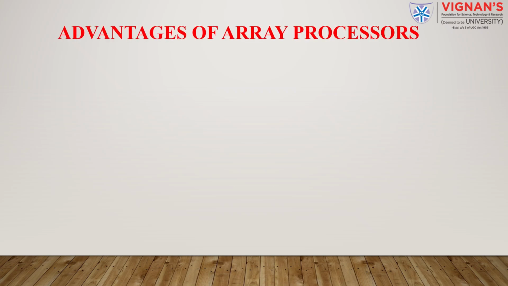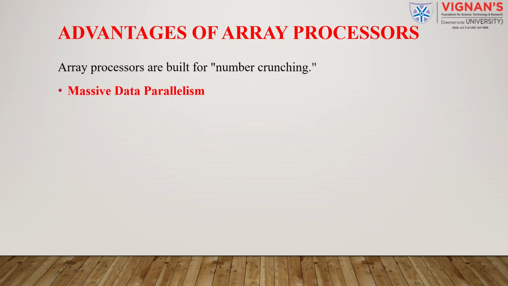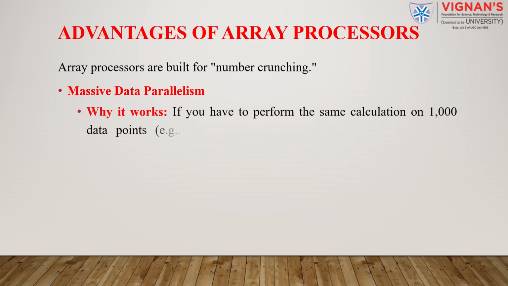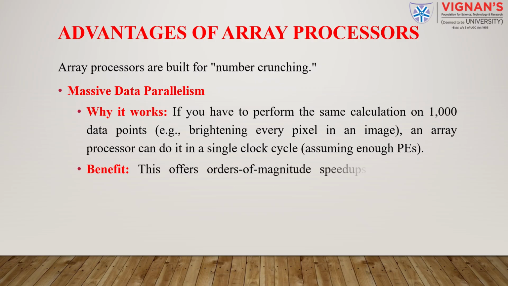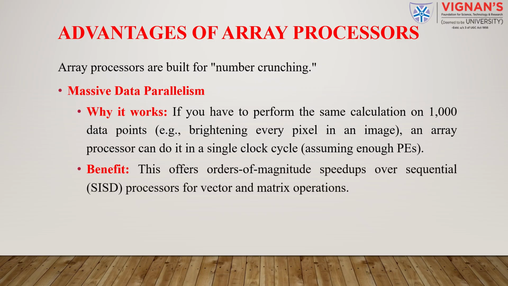What are the specific advantages? The first is massive data parallelism. Array processors are built for number crunching. Here is why it works. Imagine you need to brighten every pixel in an image. That is 1,000 identical calculations. A sequential processor does them one by one. An array processor can do all 1,000 in a single clock cycle if it has enough PEs. This offers orders of magnitude speedups over sequential SISD processors for vector and matrix operations.